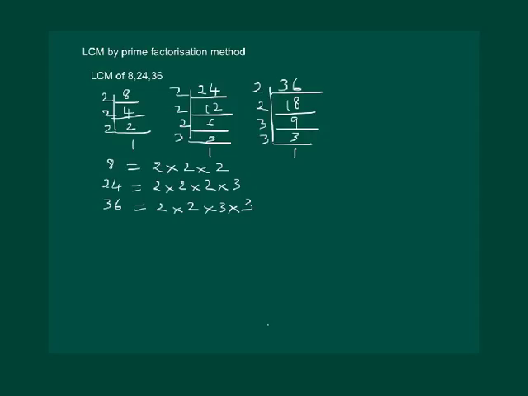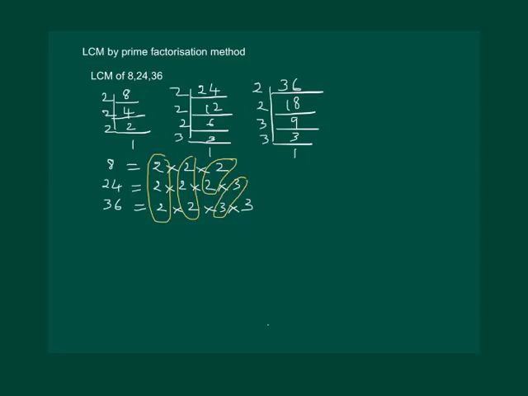Now circle all the common factors. 2 is a common factor. Again 2 is a common factor. Again 2 is a common factor for 8 and 24. 3 is a common factor for 24 and 36.